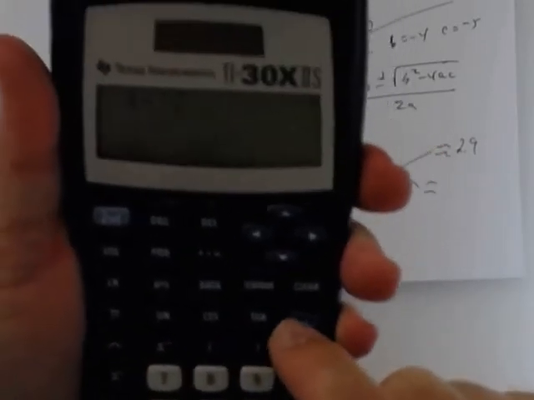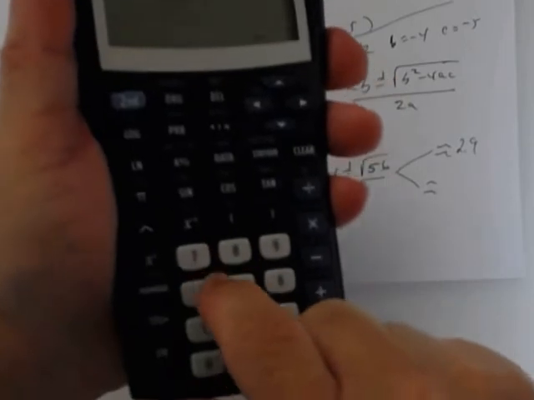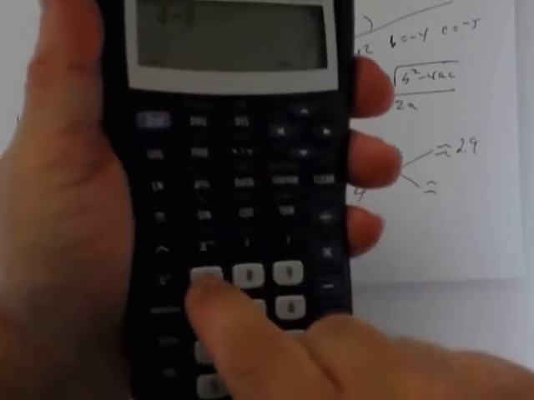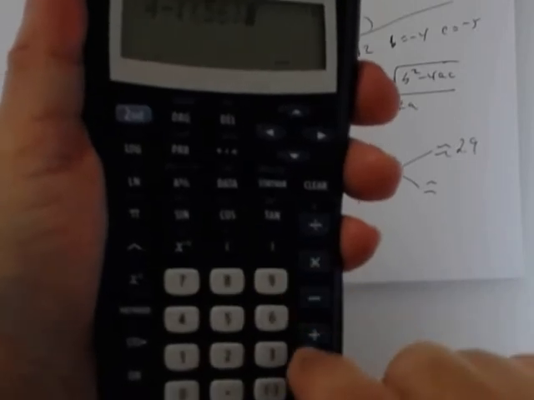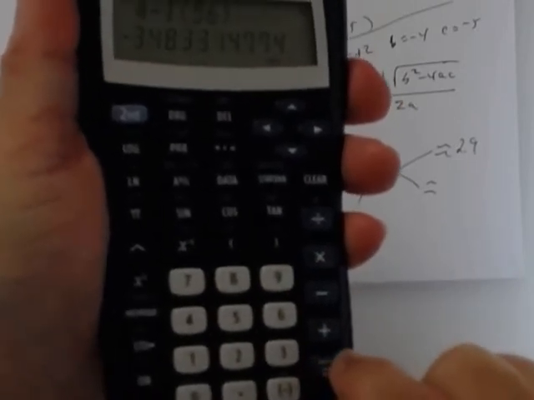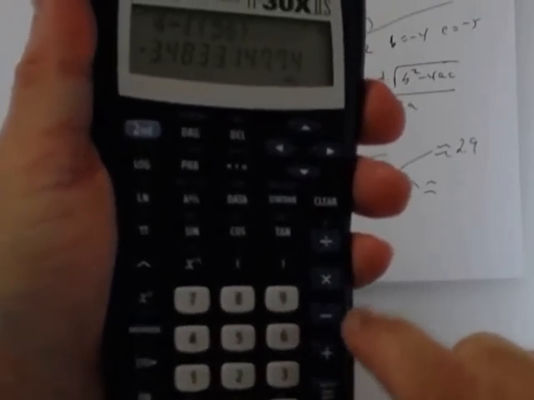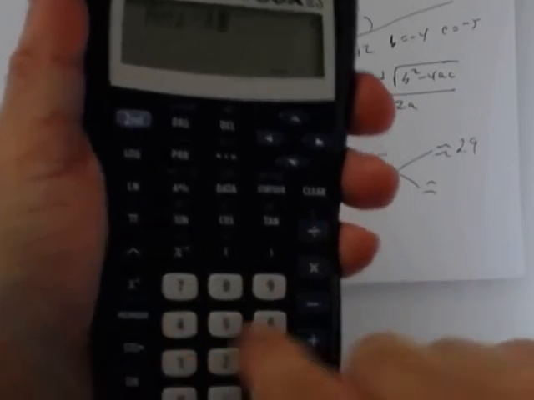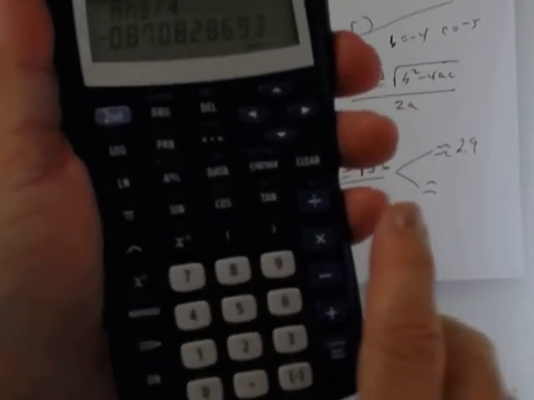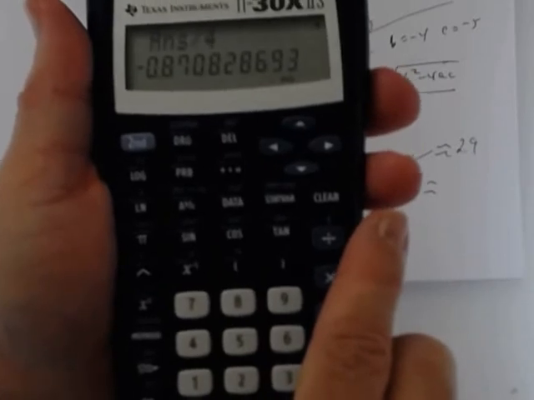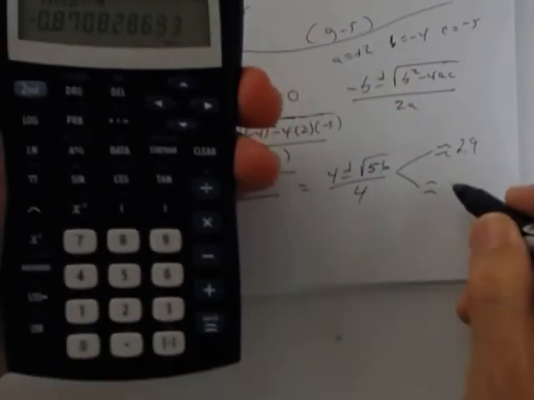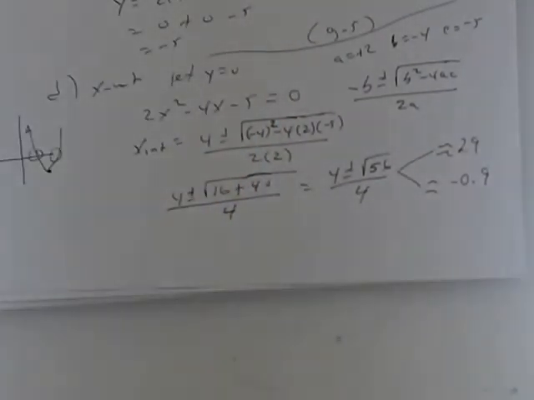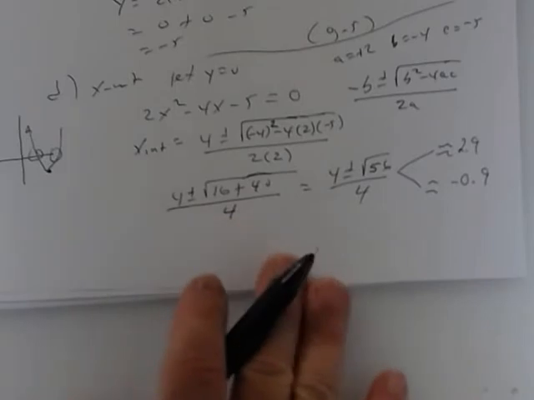Okay, 4 minus square root 56. Close the parentheses. Press equal. What I found was the numerator, but then I divide by 4. Press equal. What's the other X-intercept? Is it negative 0.9? Is that correct? Okay. All right, so you see what you do to find the X-intercepts.